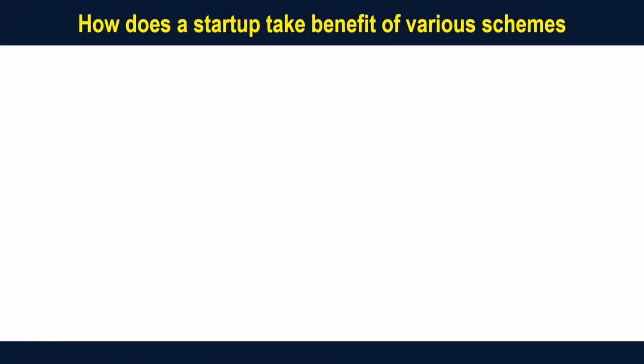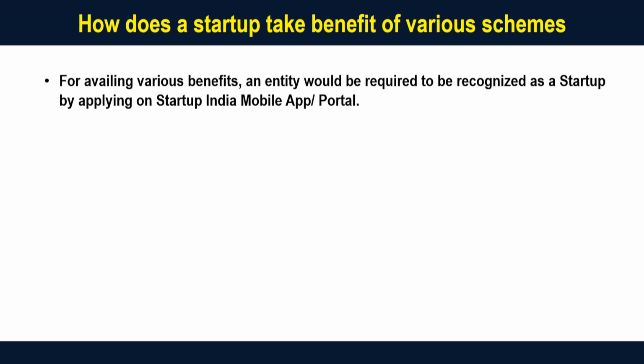Now, the next is if you have a startup, what benefits you can get. For availing the various benefits, an entity would be required to be recognized as a startup by applying on a Startup India mobile app or a portal. So, we have got a portal. So, either on the portal or on the mobile app, you can register yourself first, and then you can get the benefit of all these schemes.